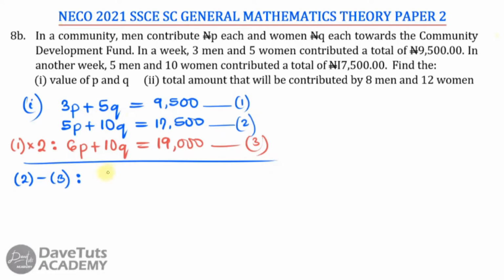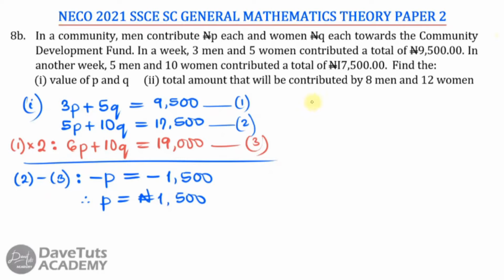5P minus 6P, that will be minus P. 10Q minus 10Q is 0. I don't need to write that. It's equal to 17,500 minus 19,000. That will be minus 1,500, such that P itself, dividing both sides by minus 1, will be 1,500 naira.